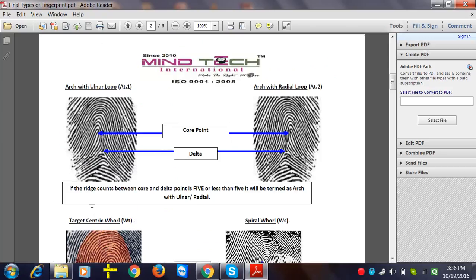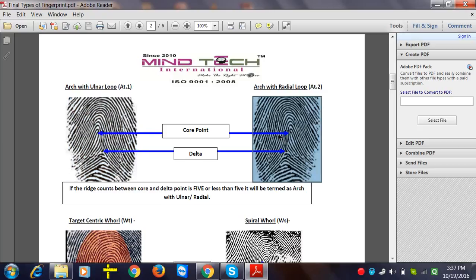Then we have arc with ulnar loop and arc with radial loop. What is arc with ulnar loop? It's similar to ulnar loop. It's just that there is one delta and one core point, and the lines between the delta and core are 5 or less than 5. If you can count 1, 2, 3, 4 and 5, so there are 5 lines, it will be called arc with ulnar loop.